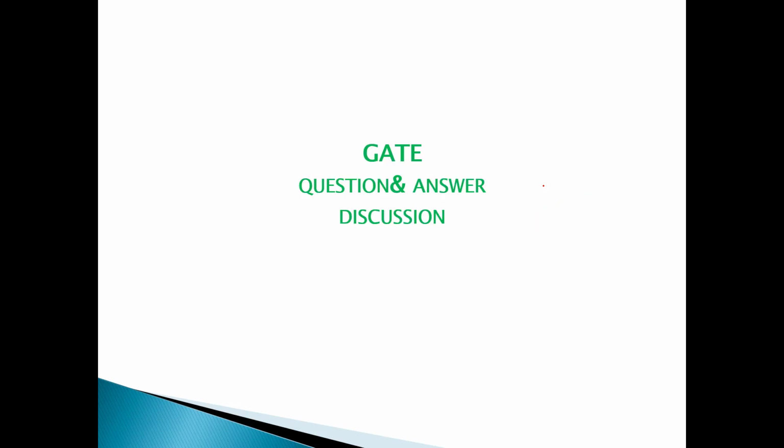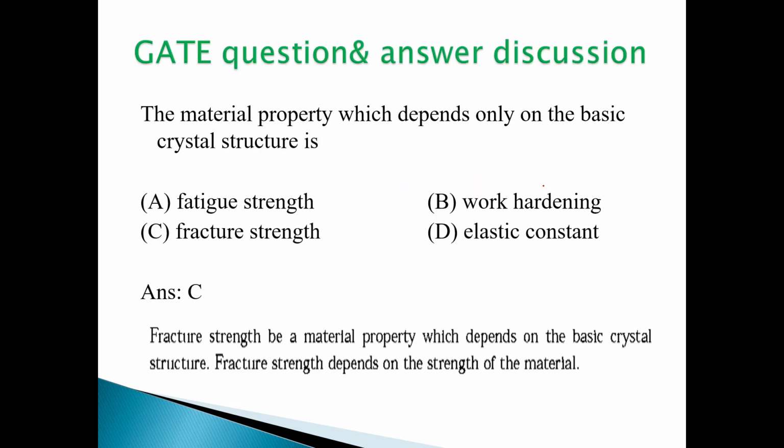Now we will discuss the GATE question and answer. First question: the material property which depends only on the basic crystal structure is fatigue strength, work hardening, fracture strength, elastic constant. Answer is C. Fracture strength is a material property which depends on the crystal structure. It also depends on the strength of the material.